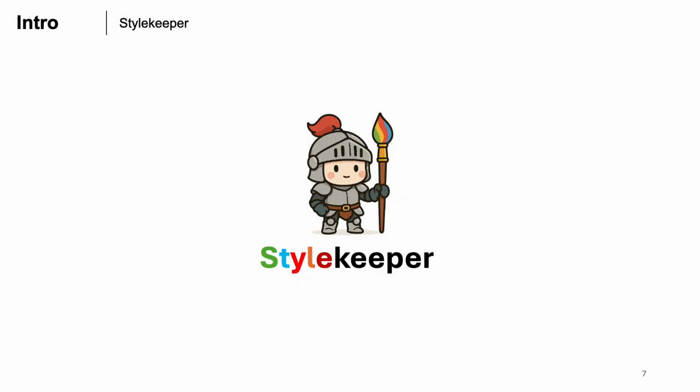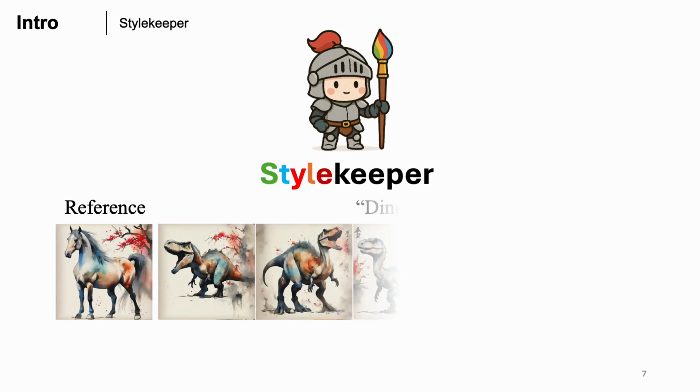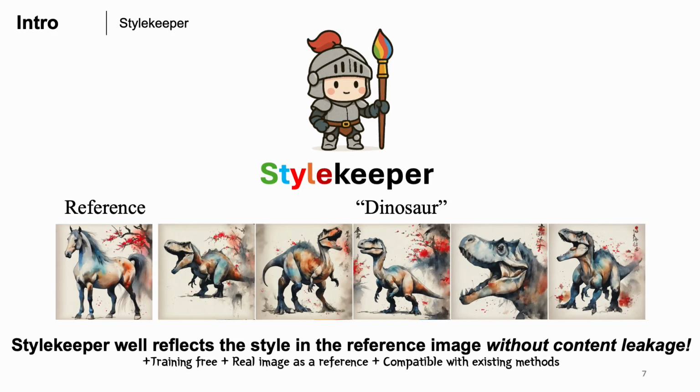Here, our StyleKeeper addresses the content leakage. It only reflects the desired style in the reference image while faithfully rendering various dinosaurs. In addition, ours is training-free, allows a real image as a reference, and is well compatible with existing methods. Let's see how our StyleKeeper works.